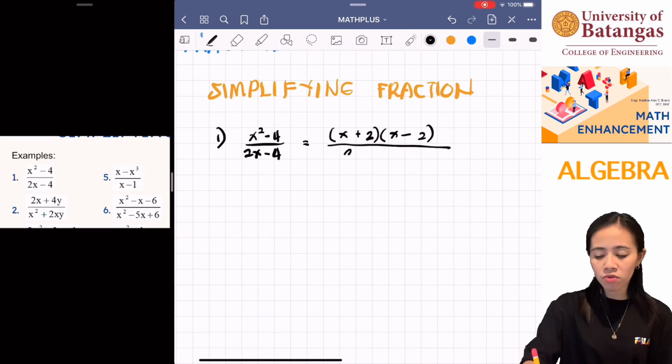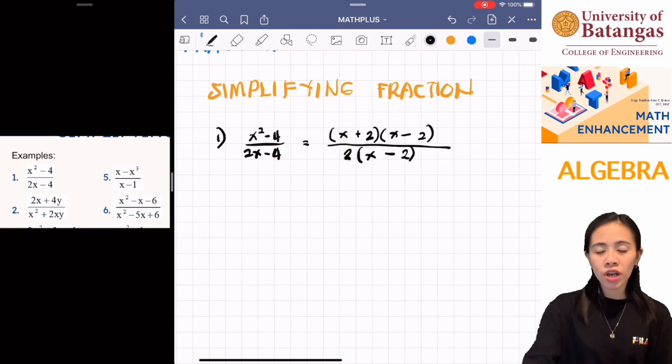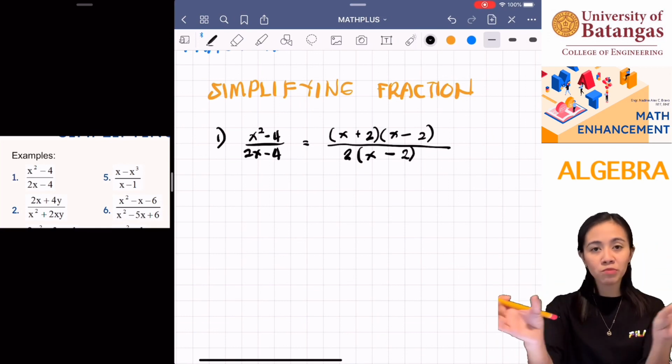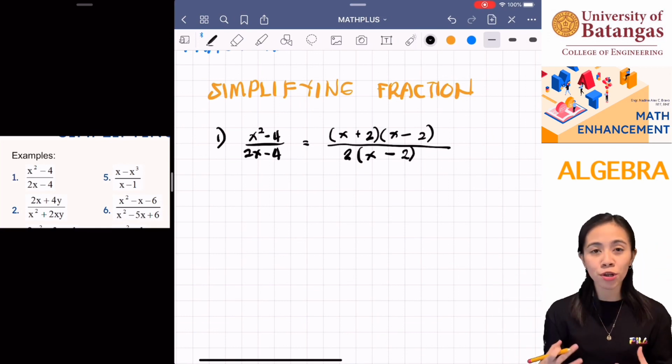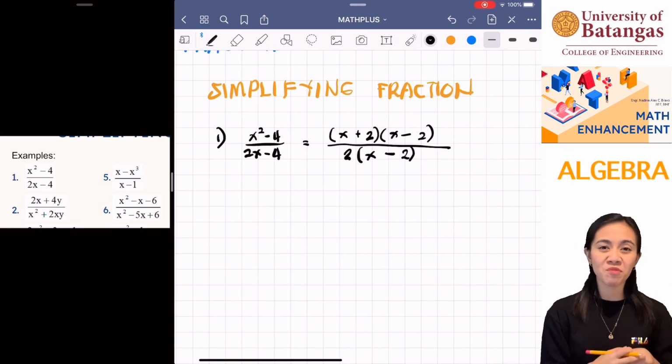So, if I factor out 2 from the denominator, I will have 2x. Okay, I will have 2x divided by 2. That will leave me with just x minus 4 divided 2, di ba? 4 divided by 2, that will leave me with just 2. So, as you can see, parang you have several terms in the numerator that are multiplied to each other, and then 2 terms in the denominator that are multiplied to each other then. So, in that case, pwede na tayong mag-cancel.